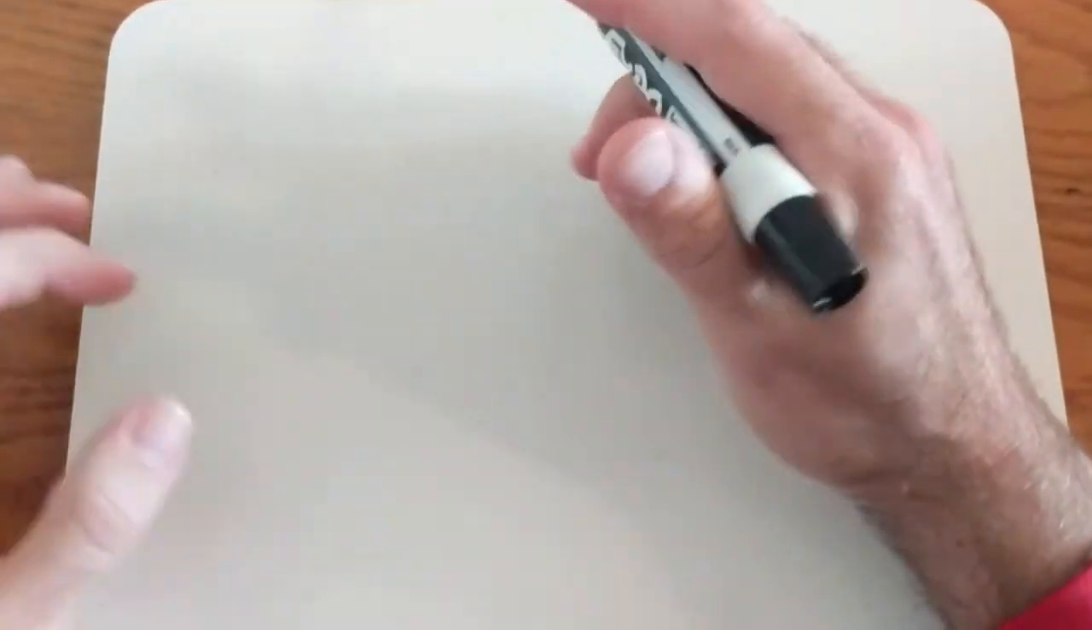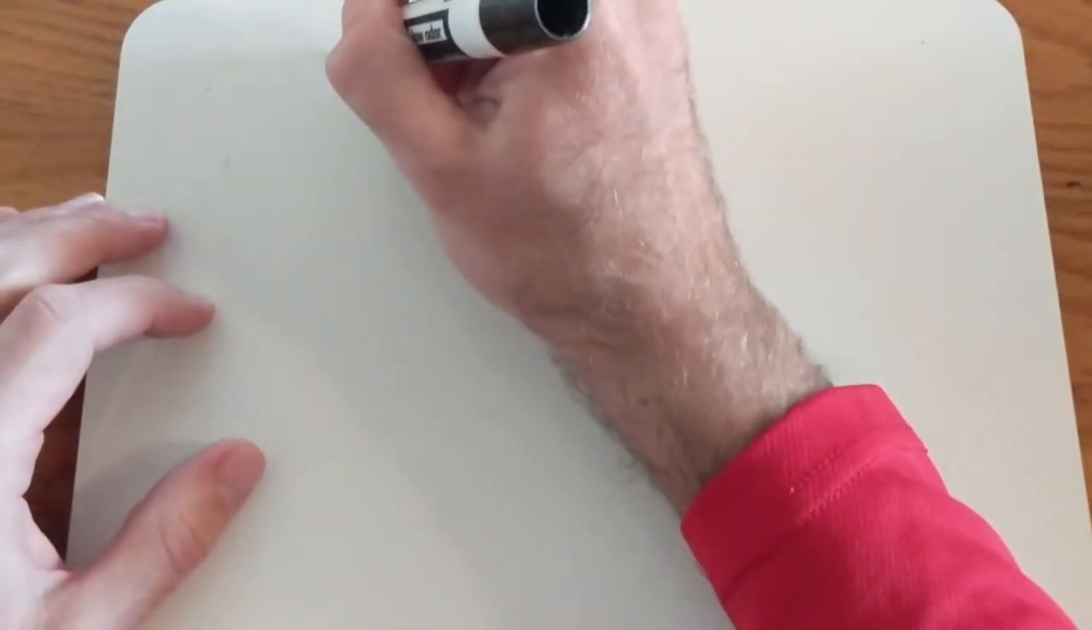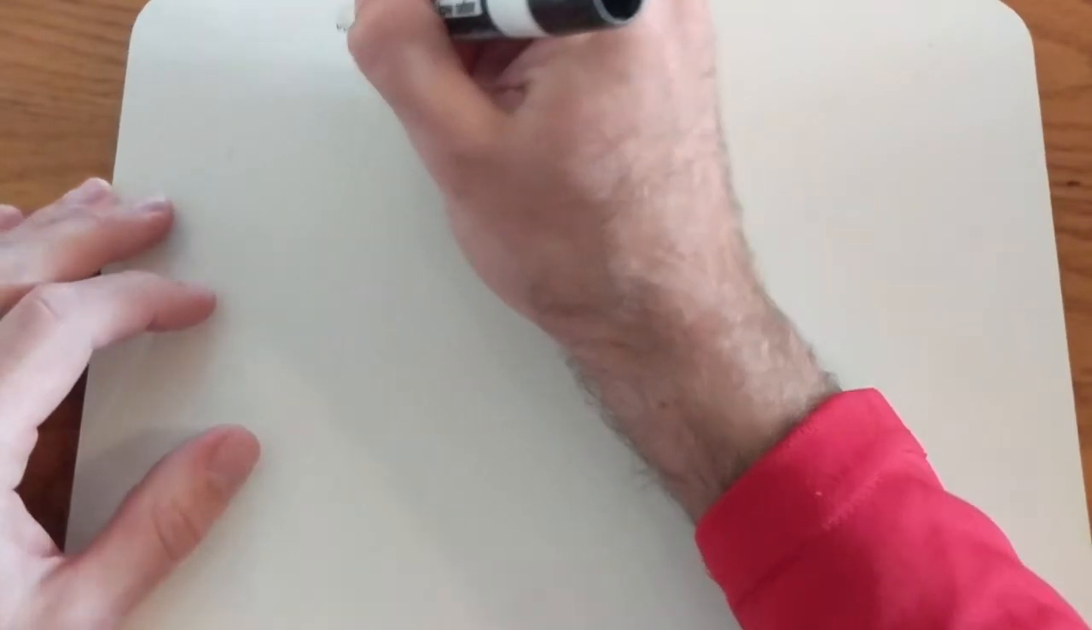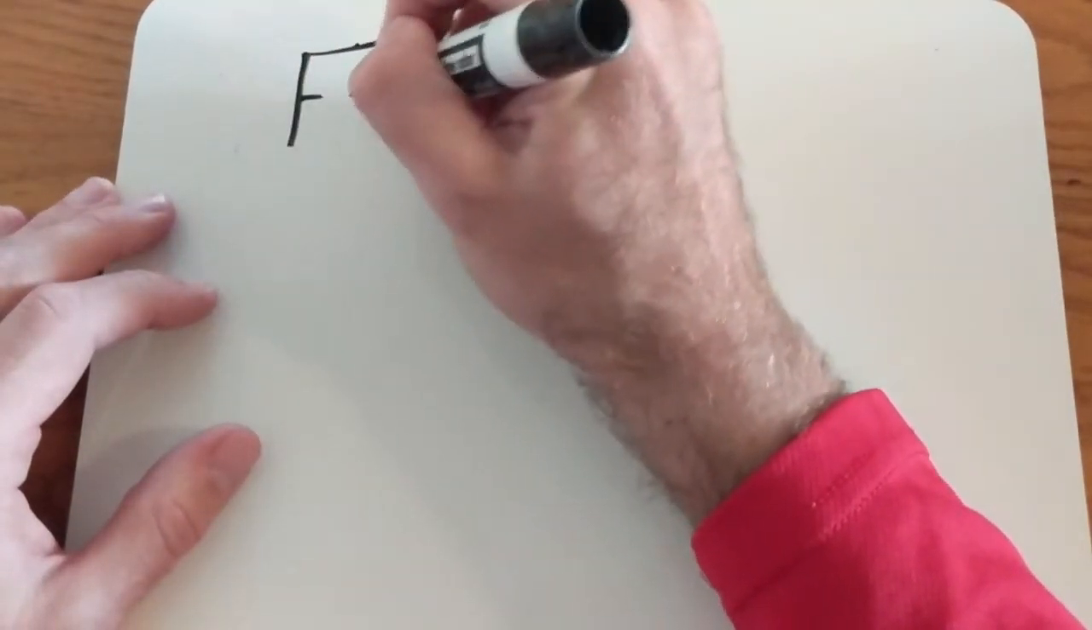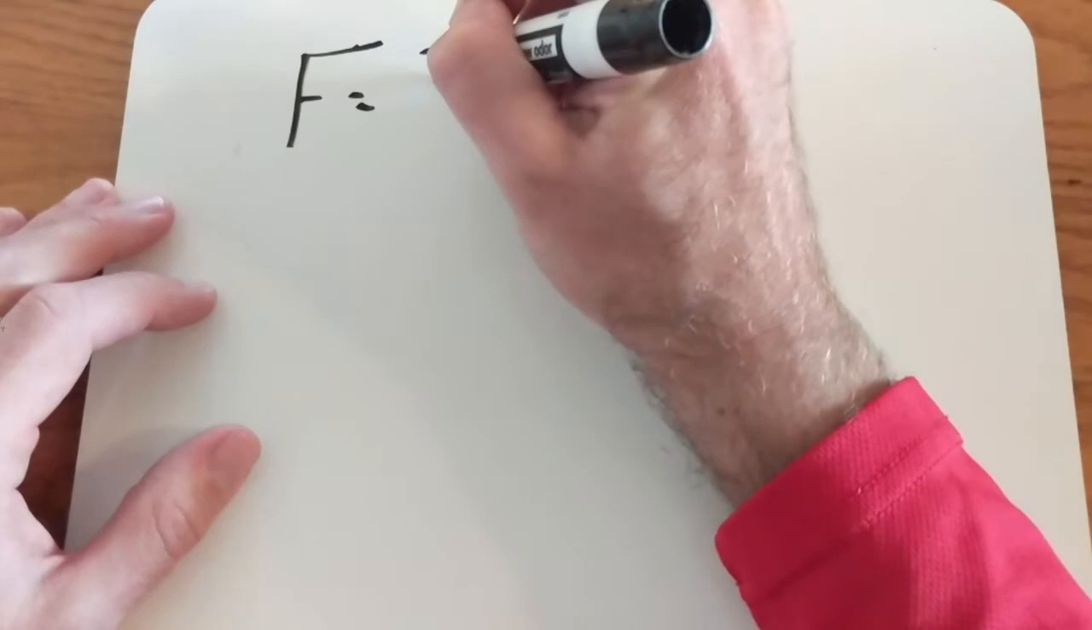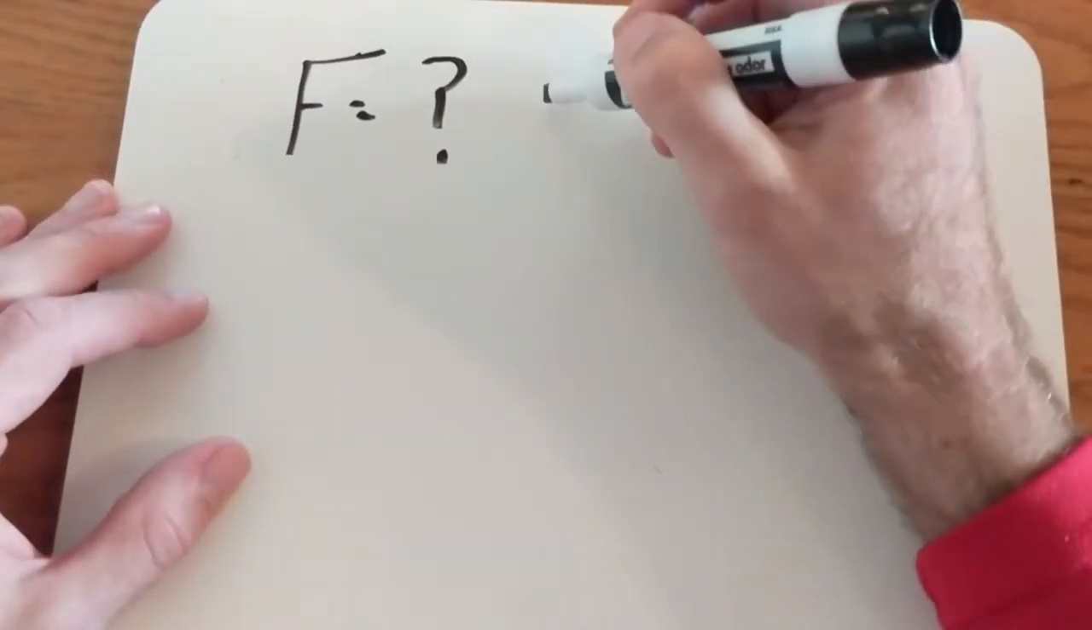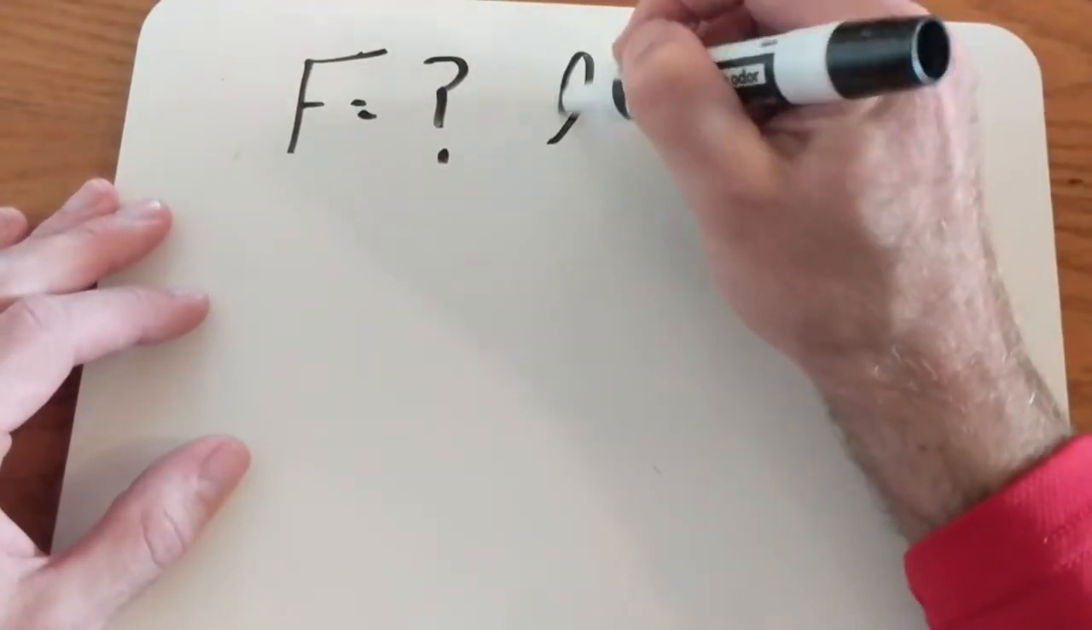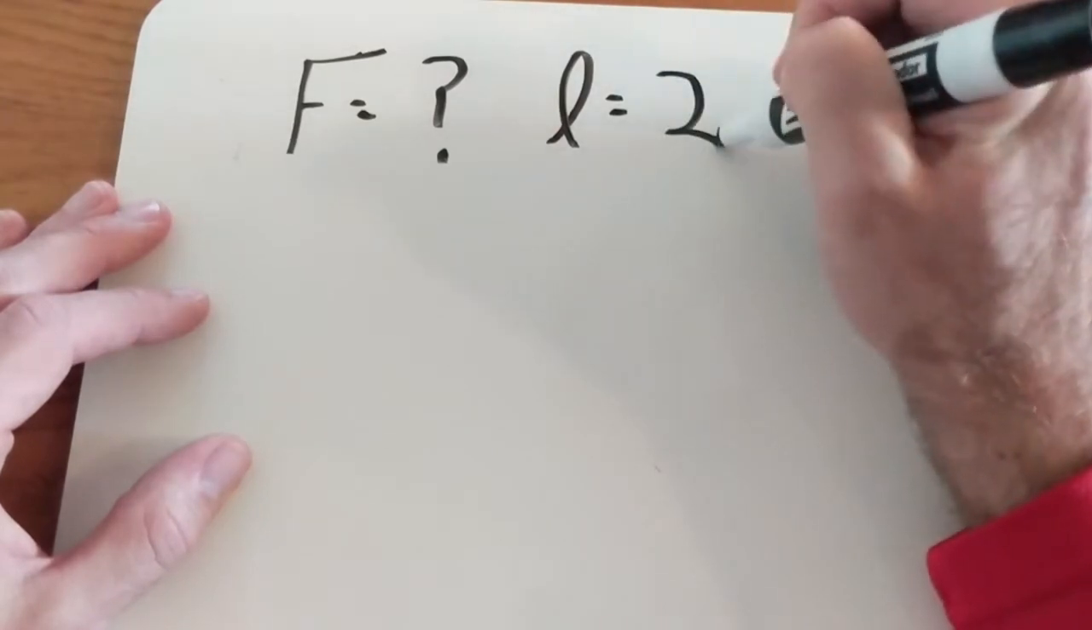Okay, so this problem is pretty straightforward. They're asking us for the force. How do I know that? Because it says how much force. So they're looking for the force. We know the length is 2 meters because it says the length is 2 meters.